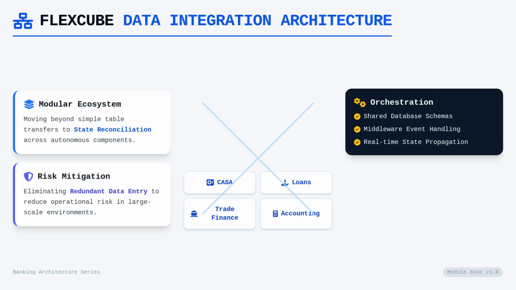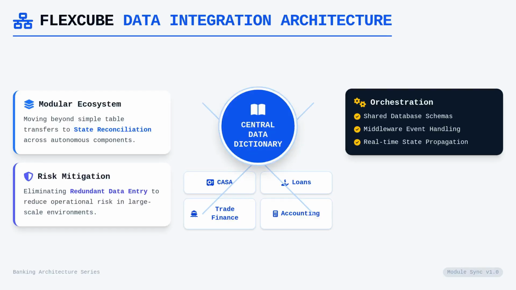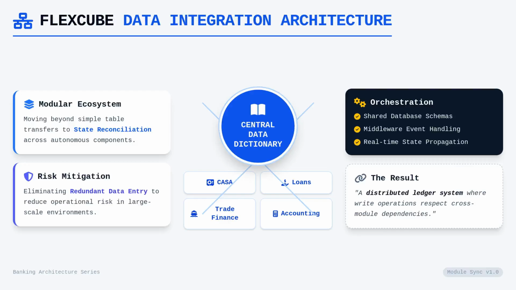It is important to view these modules not as isolated silos, but as interconnected services that rely on a central data dictionary to interpret shared attributes correctly. When you are configuring these interactions, you are essentially setting up a distributed ledger system within the application architecture, where every write operation must respect the dependencies that exist across module borders.